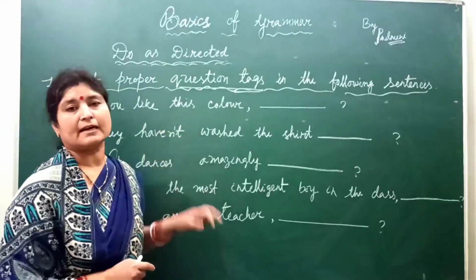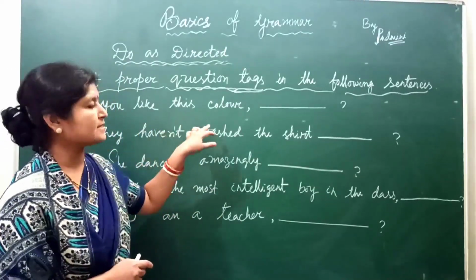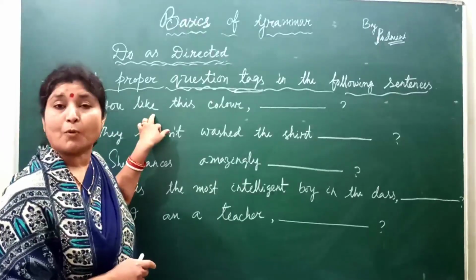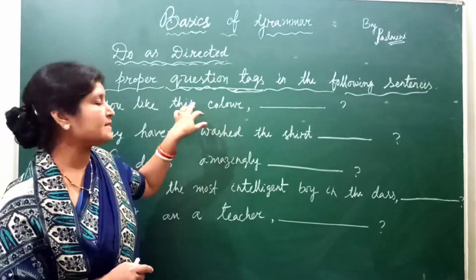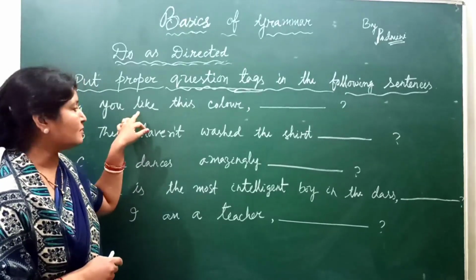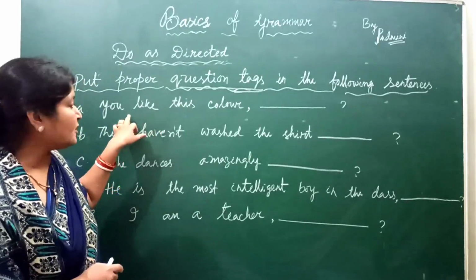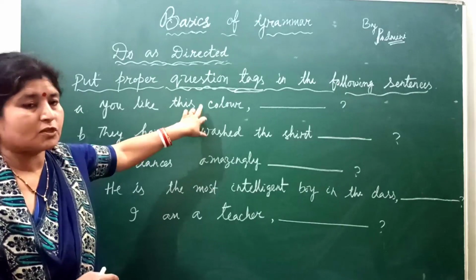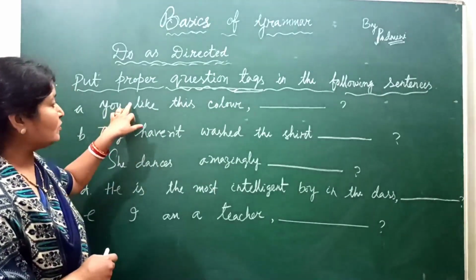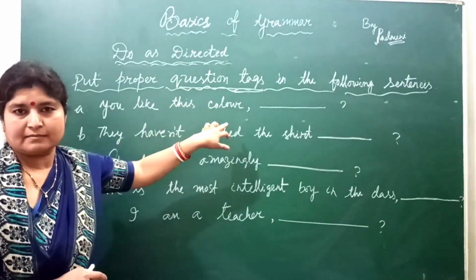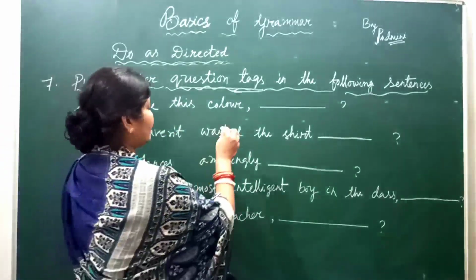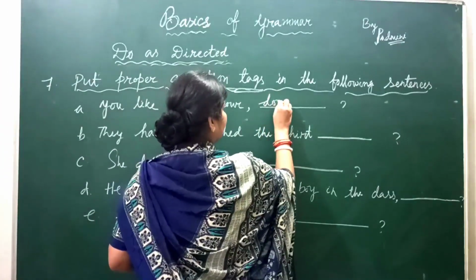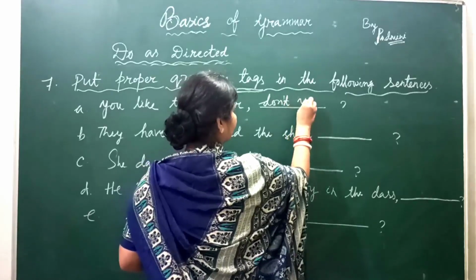You like this color. So you like this color. This sentence is a positive sentence. You like this color. It is in which tense? It is also in present tense. You like this color. So what you will write? You do like this color. So what will happen? Don't you?